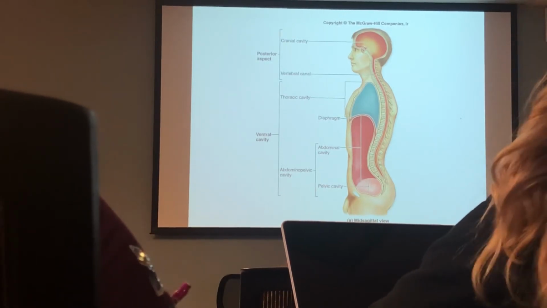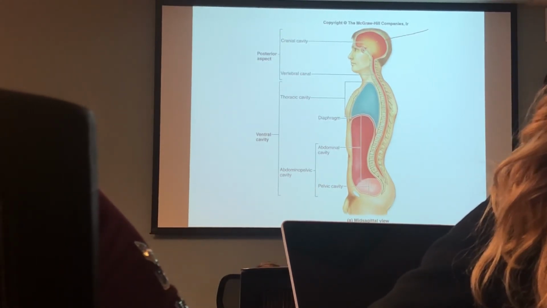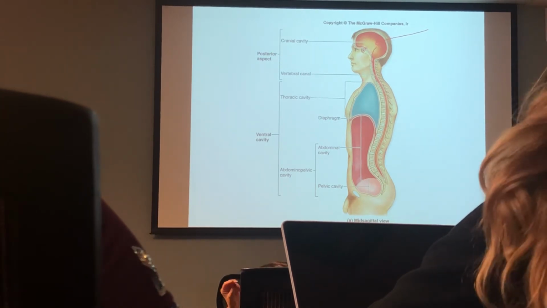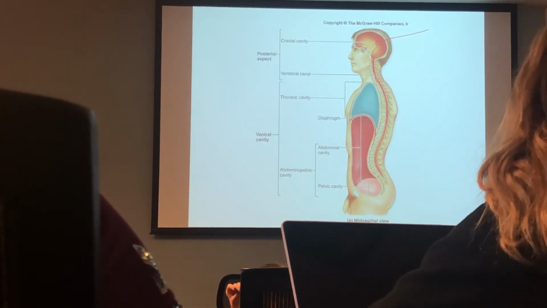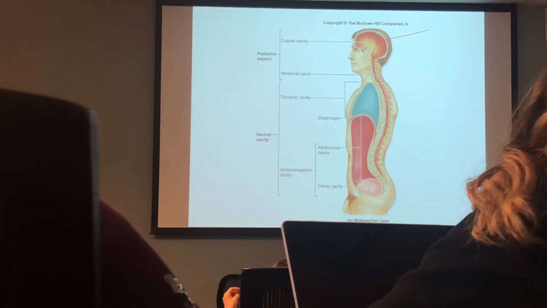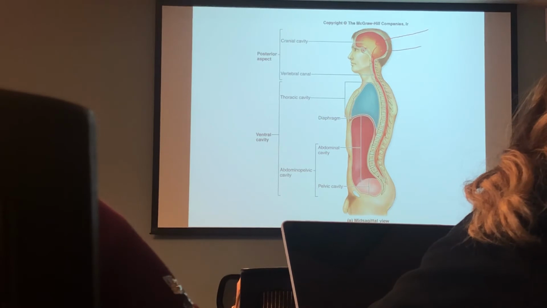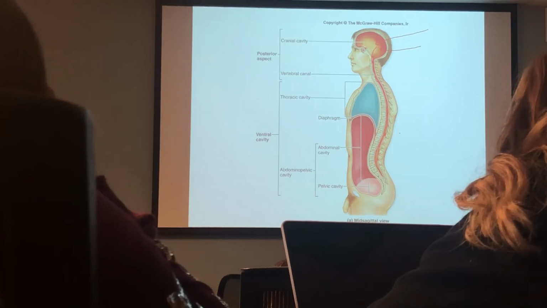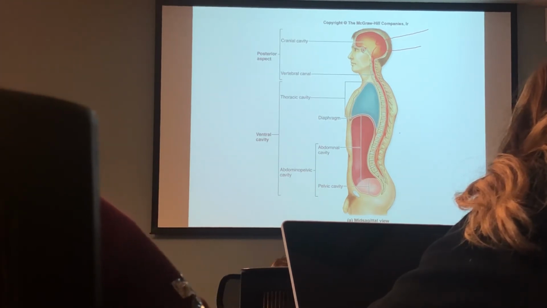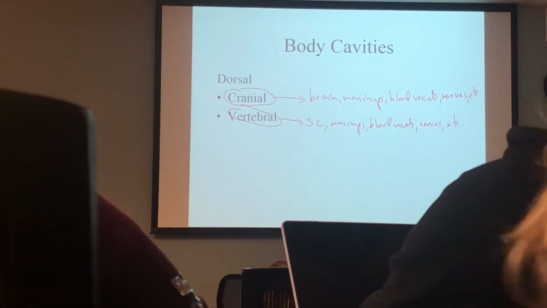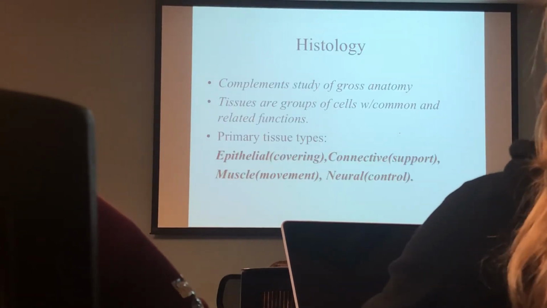So you have your cranial cavity right here, and notice how it is continuous here with the vertebral canal. Follow the red line. What occupies the cranial cavity is your brain and so forth, and what occupies the vertebral canal is the spinal cord, and meninges and so forth. Our focus is going to be on the dorsal cavity.